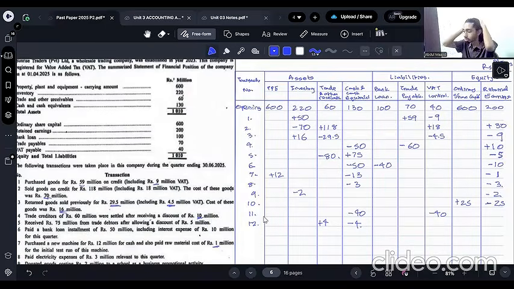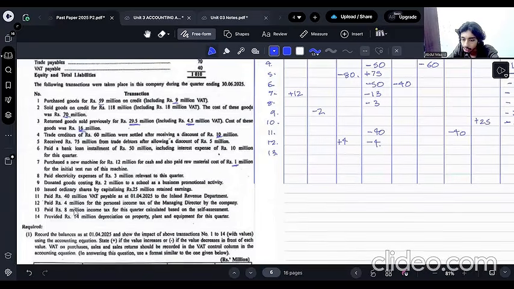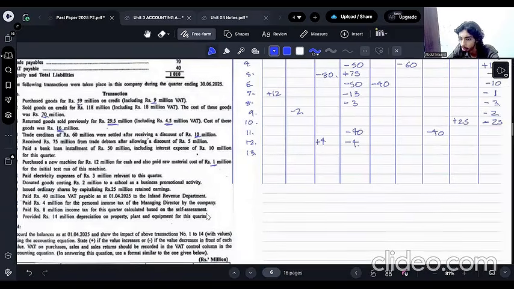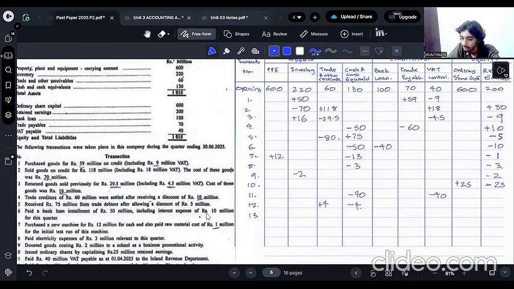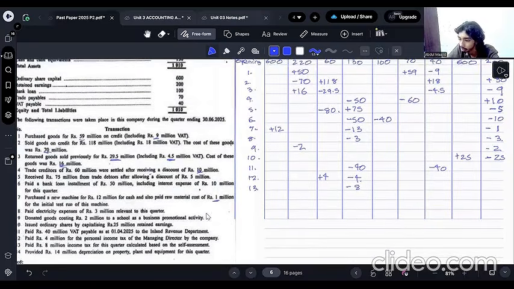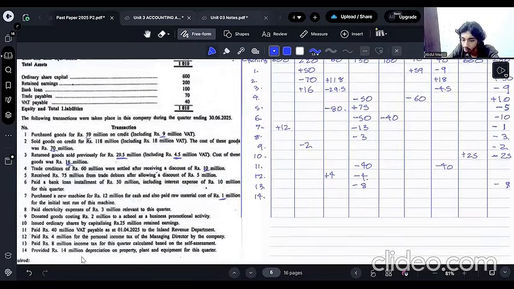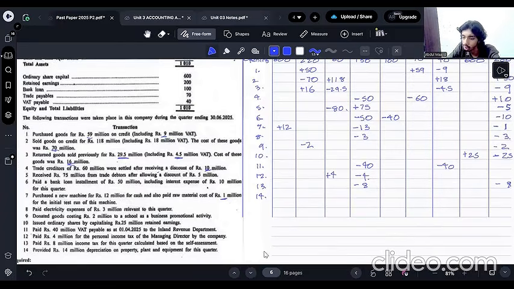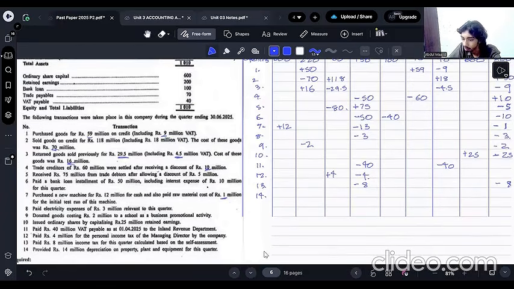13th one. That is done. Then 13th one, paid 8 million income tax for this quarter calculated on a self-assessment basis. So cash and cash equivalent minus 8 million and expense under retained earnings minus 8 million. 14th one, provided 14 million depreciation of PPE for the quarter. PPE minus 14, expense minus 14.